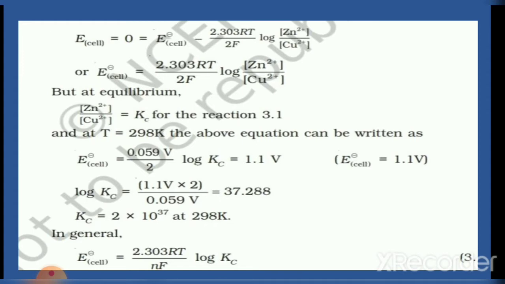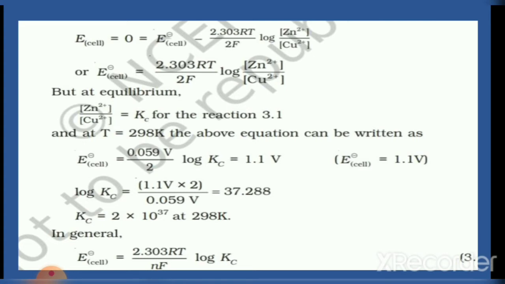When we substitute the values of R, T and F, the equation becomes E naught cell is equal to 0.0591 by 2 log Kc. But what is E naught cell for Daniell cell equal to? 1.1 volt. Thus, knowing E naught cell, we can get log Kc as equal to 37.288.